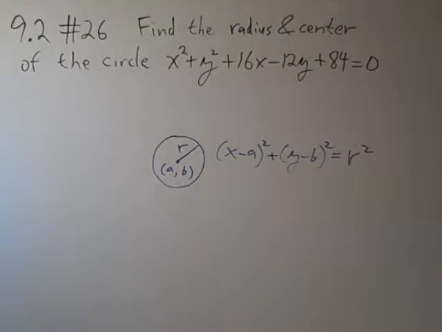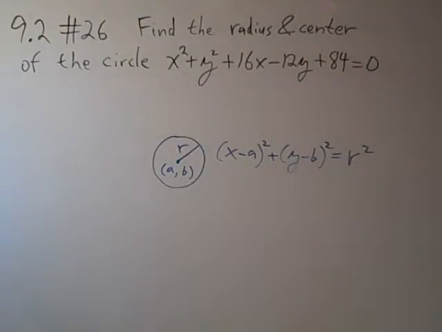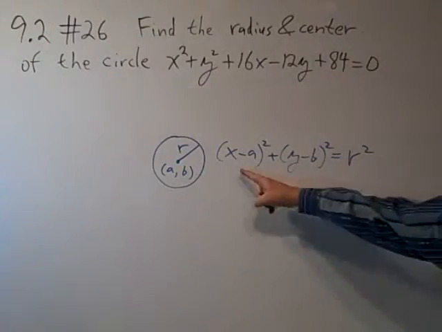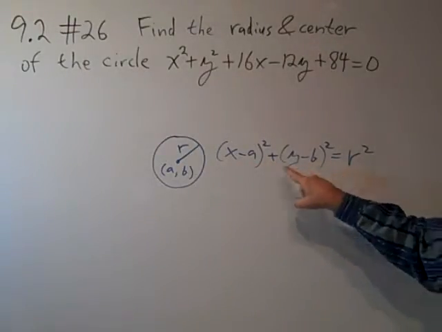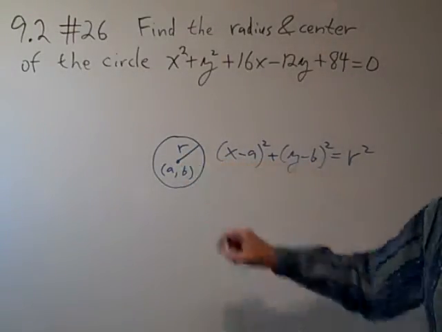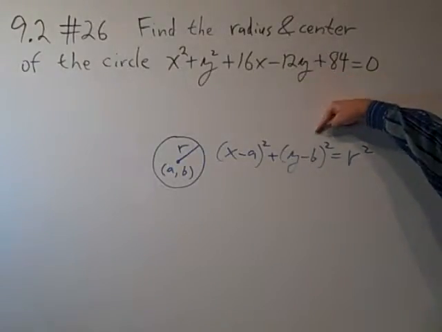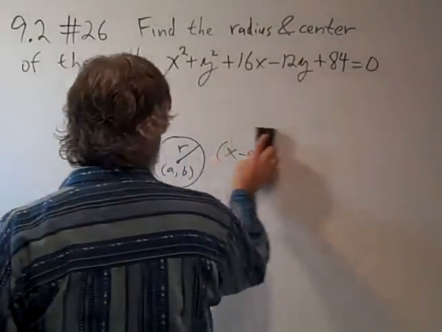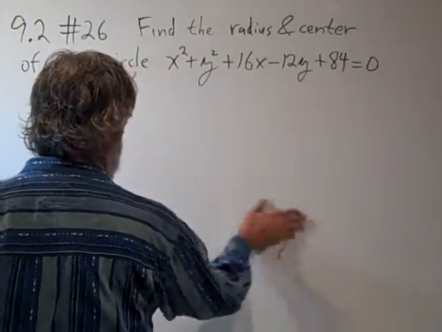Okay, we're supposed to find the radius and center of the circle defined by this equation. But this equation is not in the standard form for the equation of a circle. This is in standard form, which in this form you can just see what the center is and what the radius is. So we need to put this equation into standard form. That involves completing the square twice.